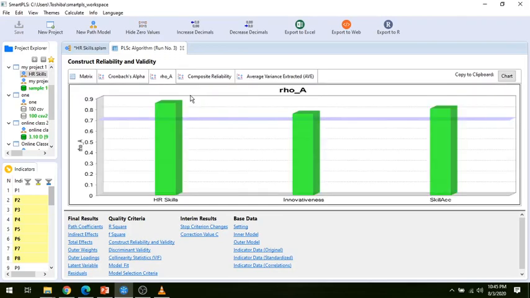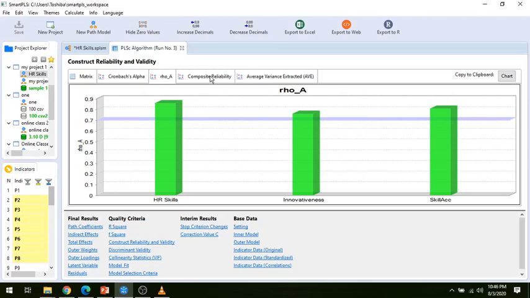Now this is the graphical presentation of Cronbach alpha. You will find the values which are more than 0.7, they are green, less than 0.7, they are in red color. Same for the composite reliability. You will find it is red because it is less than 0.7, and we have rho value, it should be more than 0.7 also.